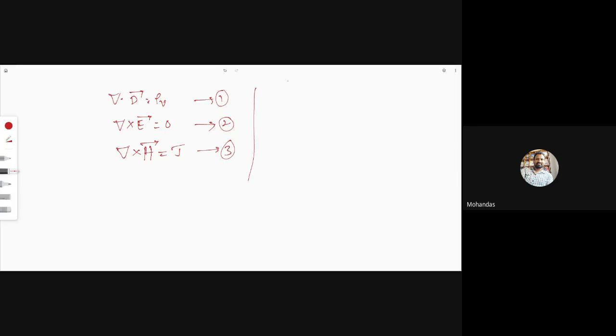These are all related to static fields, static electric field as well as magnetic field. These two are related to electric fields, and one more should be there, that is the fourth Maxwell's equation. Now we are going to derive the fourth Maxwell equation. That Maxwell equation is related to the magnetic field.